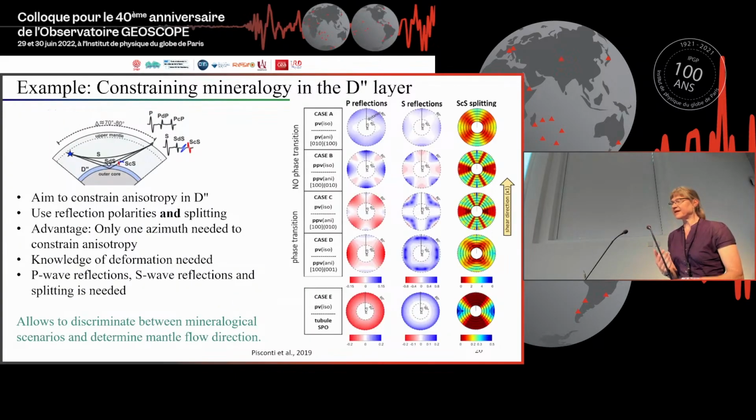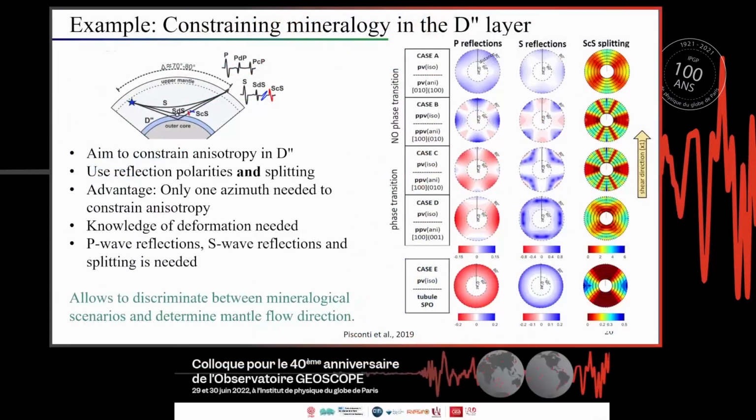Okay, going back to the multi-phase approach. So Angelo Visconti has used reflections of P waves and S waves at the D double prime layer, and he also looked at splitting of SCS waves in the D double prime layer. And the idea was that we use anisotropy, or we try to constrain anisotropy in D double prime. One of the possible positive things of using this multi-phase approach is that we can use one azimuth only and try to constrain the anisotropy instead of using lots of different directions, which is really difficult to find.